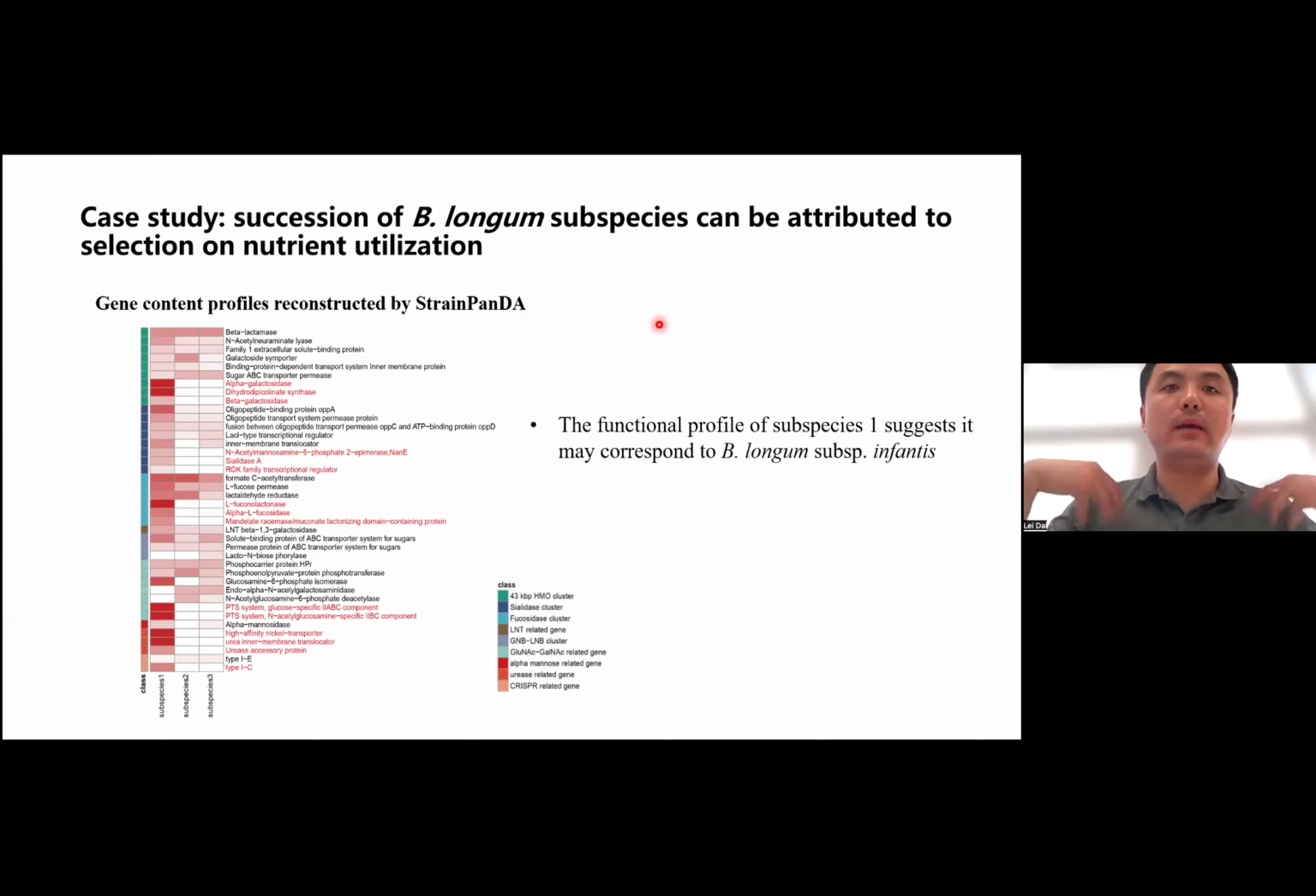And if you apply our tools, you can apply them to gut microbiome, plant microbiome, just to figure out at the strain level which species are present, which strains are present now, what's their gene content profile. So using this non-negative matrix factorization algorithm.